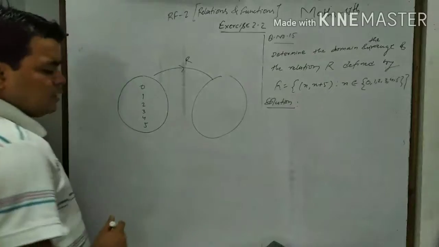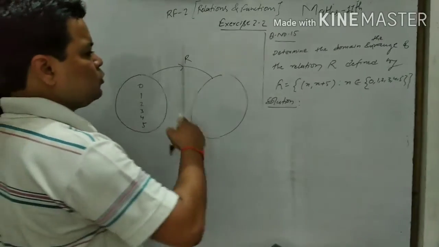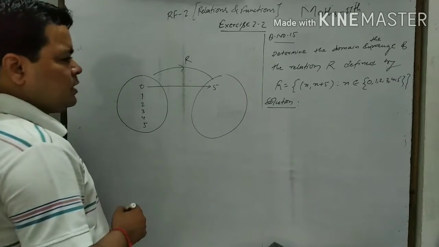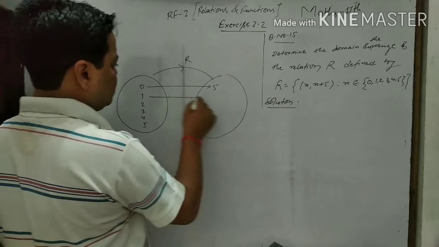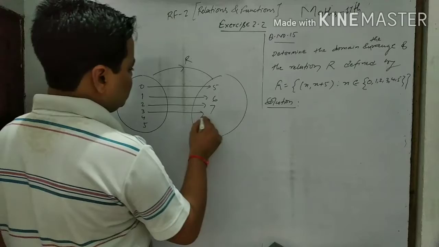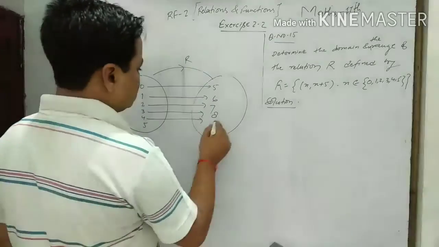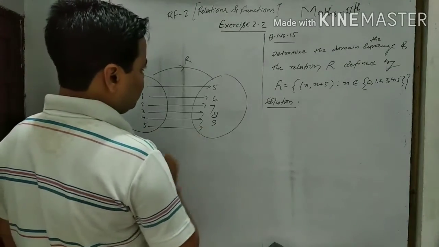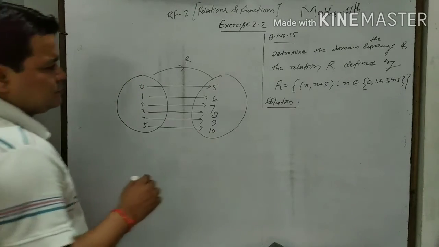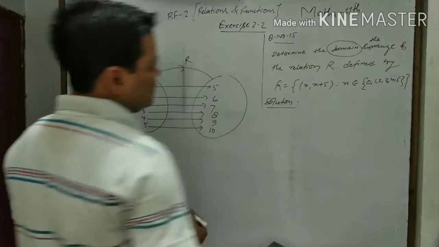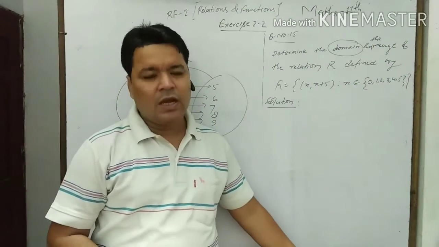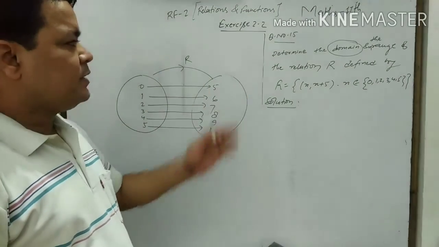Then if we add 0 plus 5, it will be 5. Like this way, if we put 1, then it will be 1 plus 5, that will be 6. 2, 2 plus 5, 7. 3, 3 plus 5, 8. 4, 4 plus 5, 9. 5, 5 plus 5, that is 10. Okay. And what is domain here? Domain means the first term of the ordered pair. That will be domain. And we have to find the range.